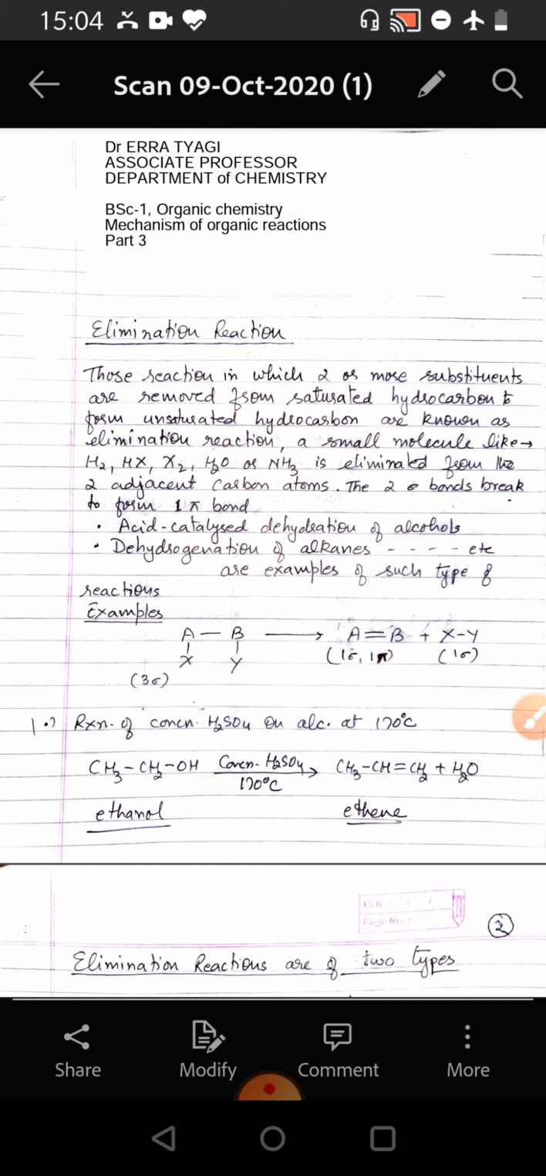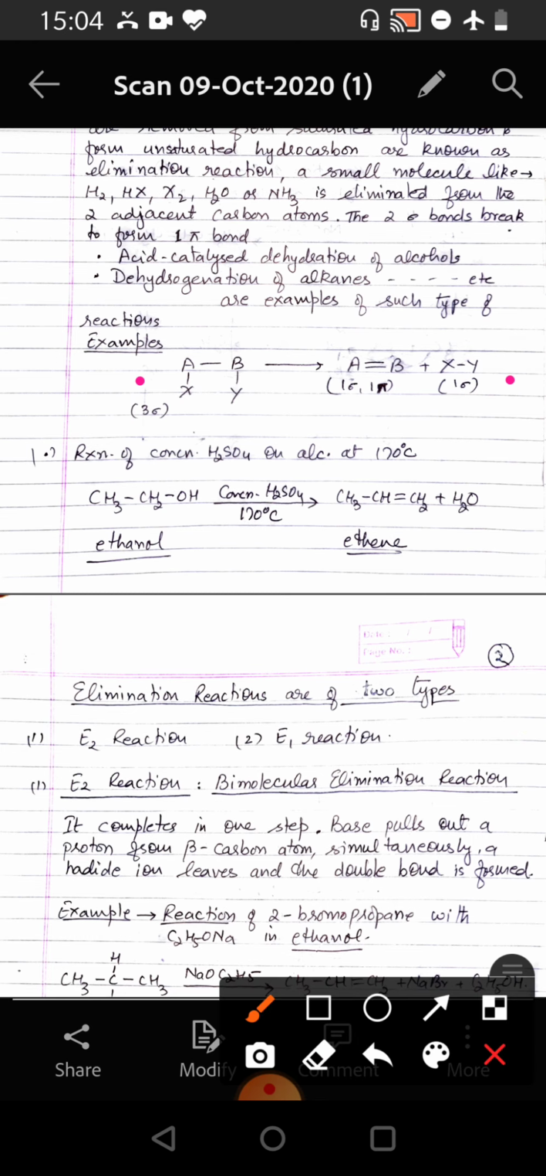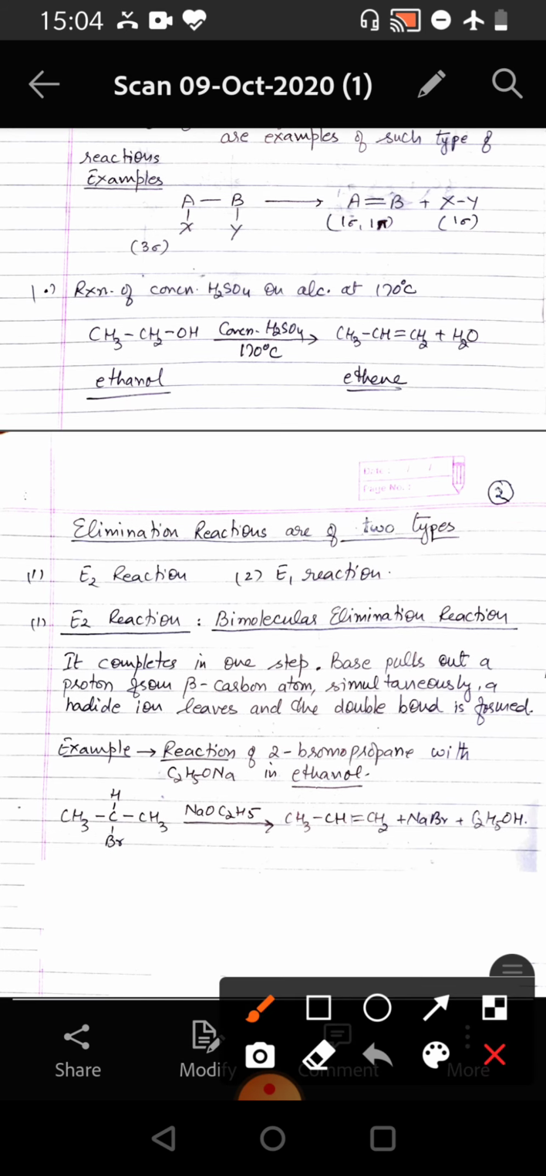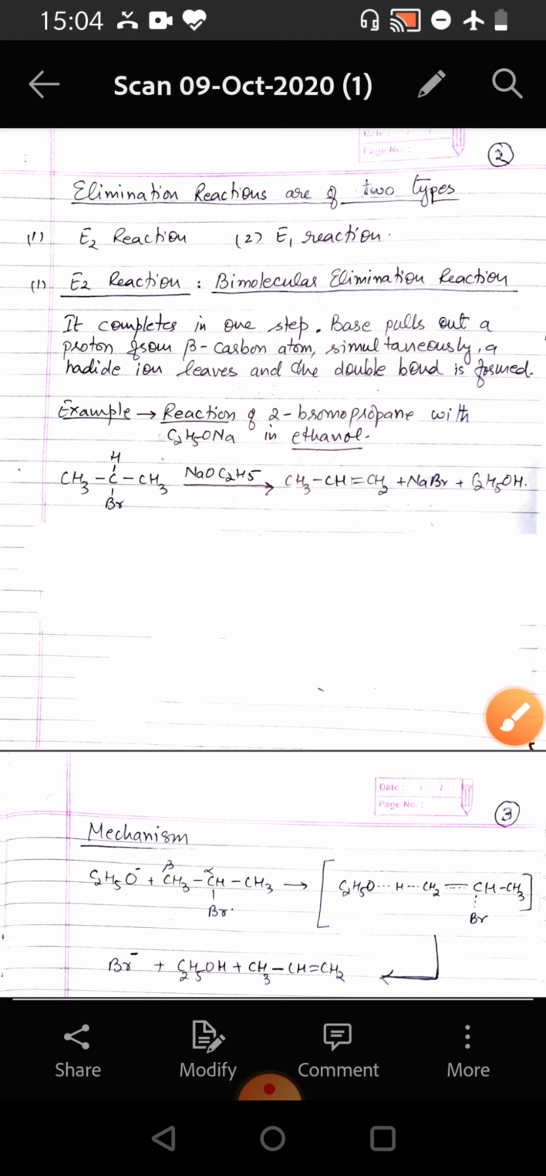Acid catalyzed dehydration of alcohols, dehydrogenation of alkanes are examples of such type of reactions. For example, in this molecule, elimination of XY takes place and an unsaturated compound is formed. If we see the example of reaction of concentrated H2SO4 on alcohol at 170 degrees centigrade, the alcohol eliminates a water molecule and gets converted to ethene. Elimination reactions are of two types, E2 reaction and E1 reaction.